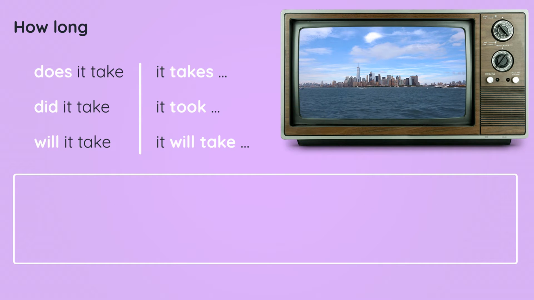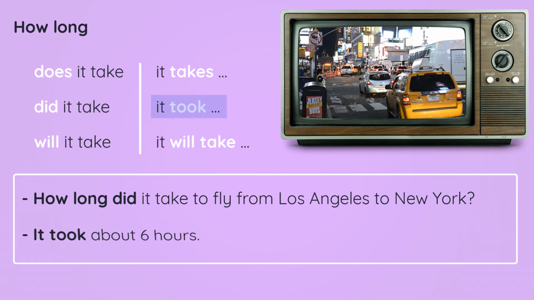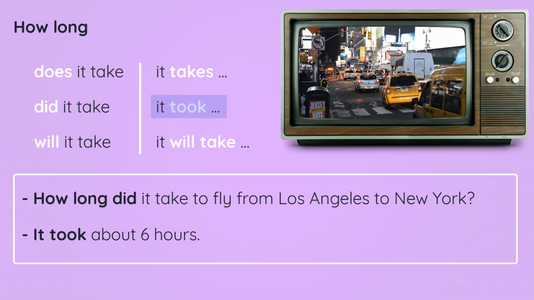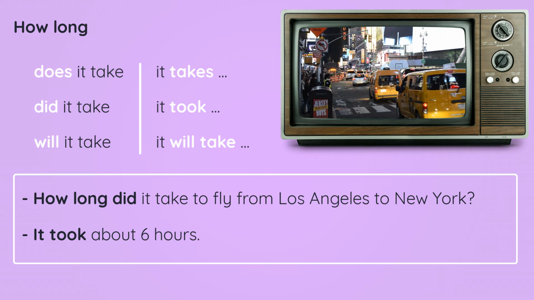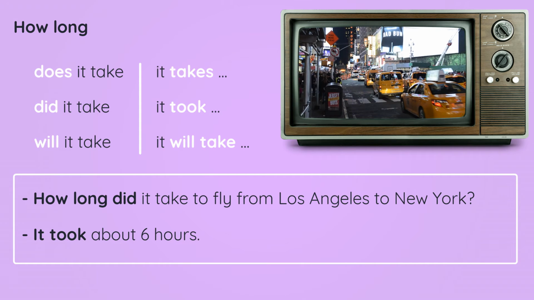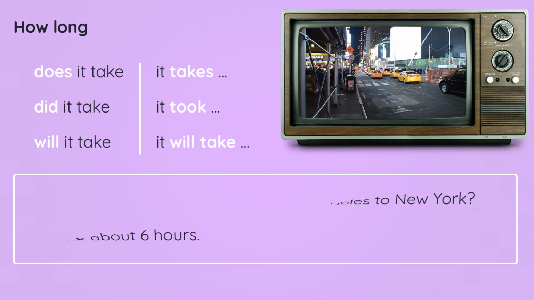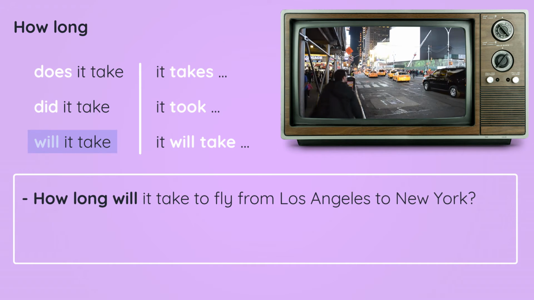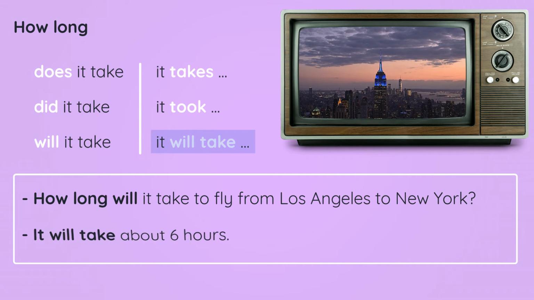Now, if you were asking the same question in the past, then we would ask it like this. How long did it take to fly from Los Angeles to New York? It took about 6 hours. Okay, so along with the question, we see that the answer has to also change, right? The form of the verb take changes according to our response. Now, in the future, we would say, how long will it take to fly from Los Angeles to New York? It will take about 6 hours.